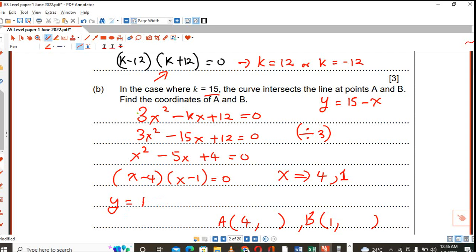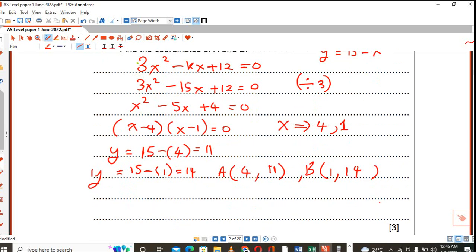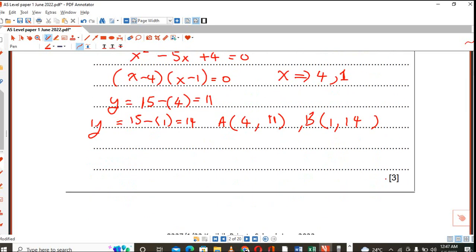So 15 minus 4, and once you do that, you're going to get 11. So that's one solution. The other one would be 15 minus 1, which gives you 14. So the coordinates of A are 4, 11, and B is 1, 14.